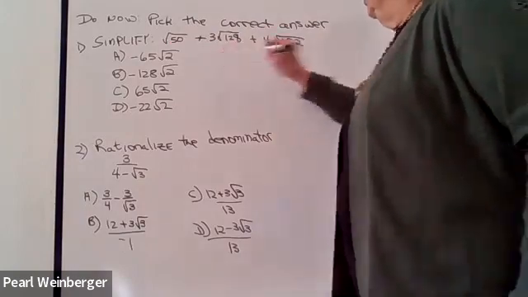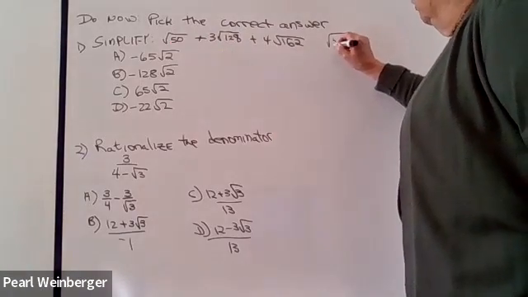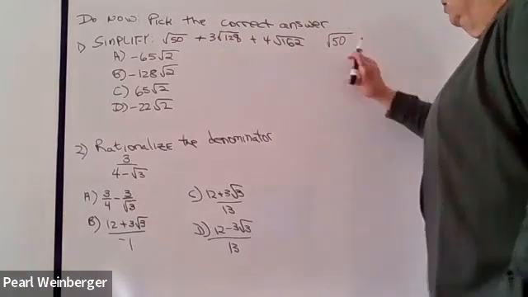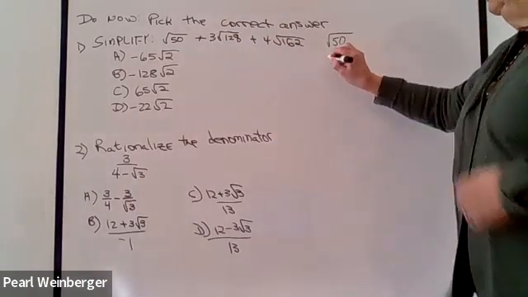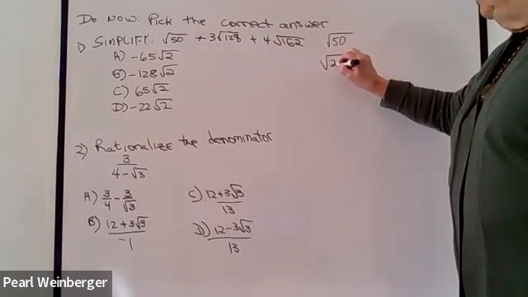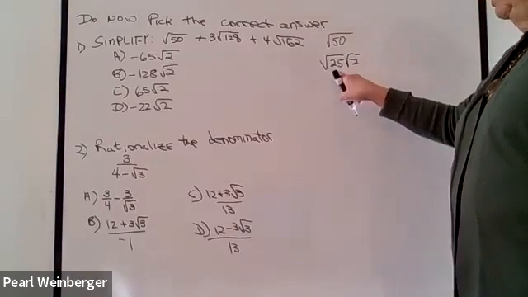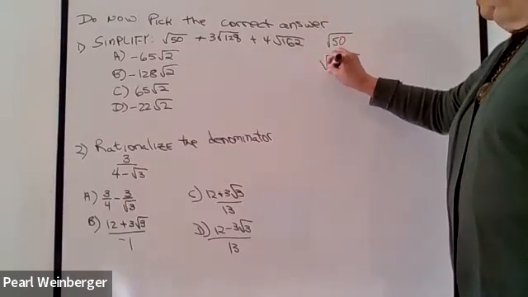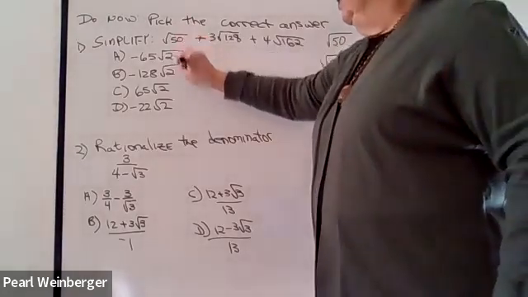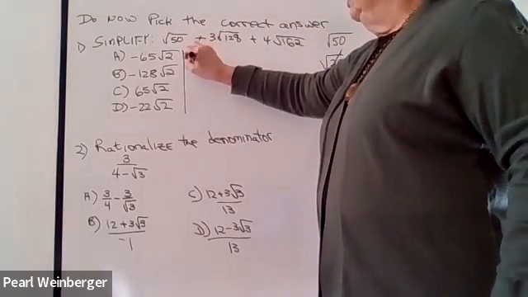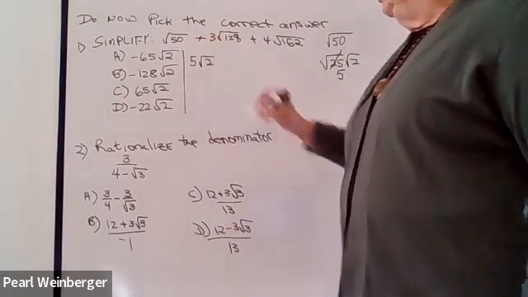So the first thing we're going to do is take this square root of 50. I'm going to do everything over here. And I think, what can 50 be broken up into? And obviously the answer is 25 and 2, because 25 is a perfect square. And the square root of 25 is going to give us 5. So the square root of 50 is going to be simplified to 5 radical 2.